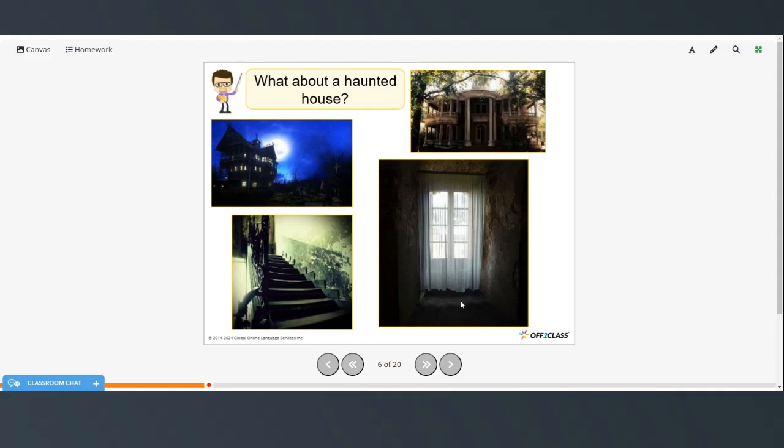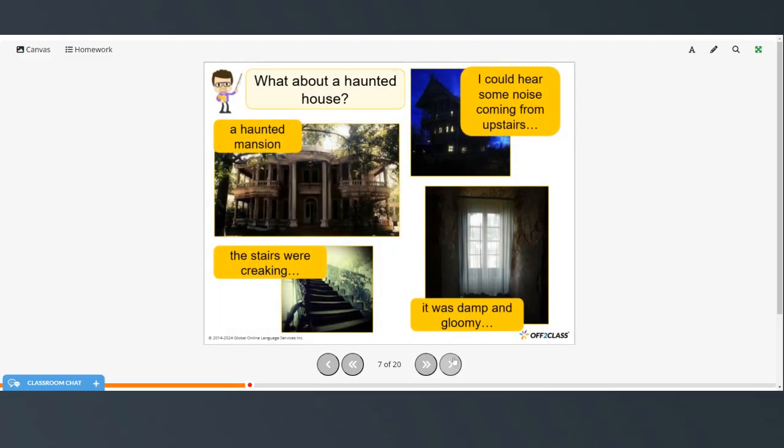And what about a haunted house? This is a haunted mansion. I could hear some noise coming from upstairs. The stairs were creaking. It was damp and gloomy. So these are all examples of descriptive words that you can use.